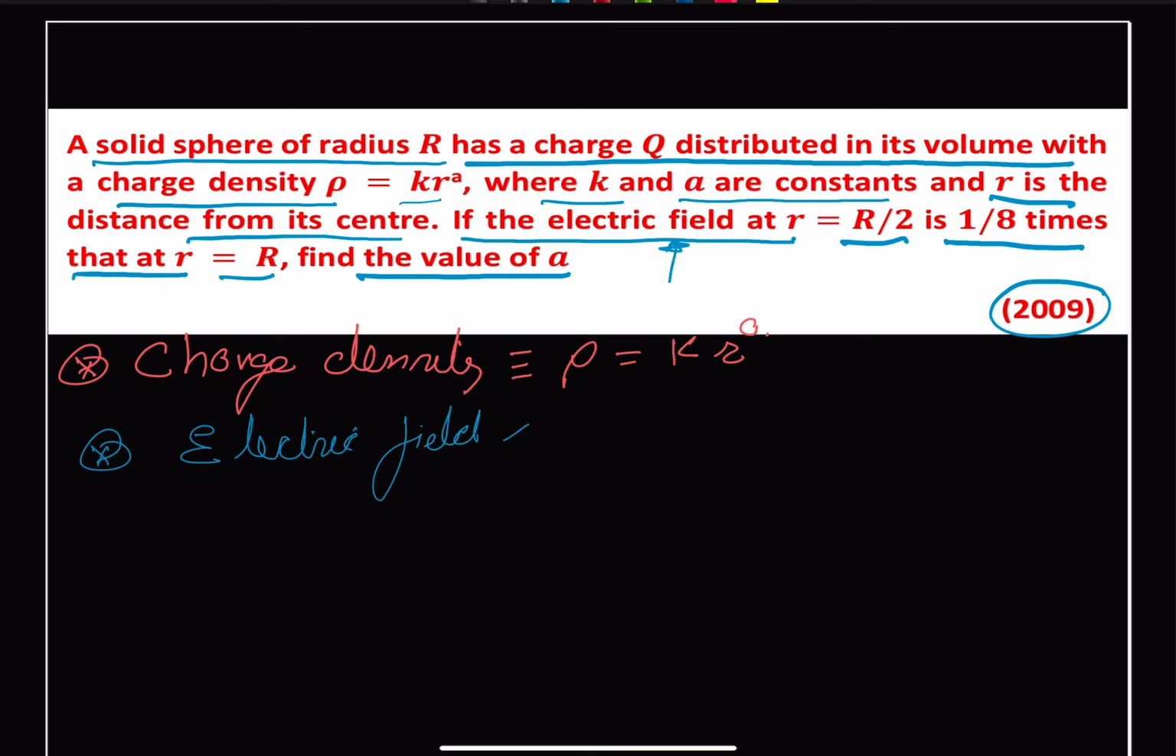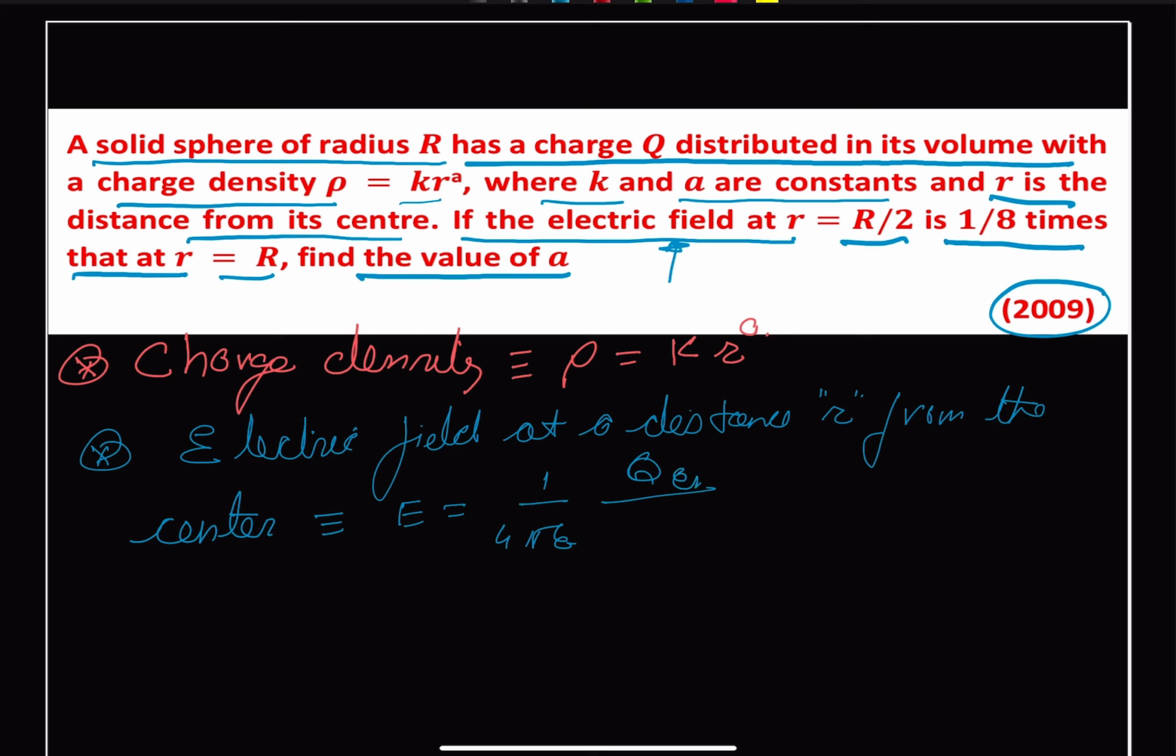the electric field at a distance small r from the center is given as E is equal to 1 upon 4 pi epsilon naught, we have charge enclosed divided by r square, and we can easily find out our charge enclosed with respect to our charge density, since rho is given to us.